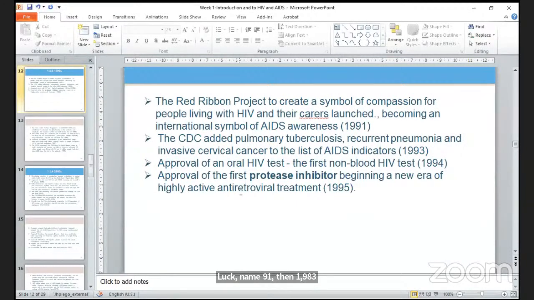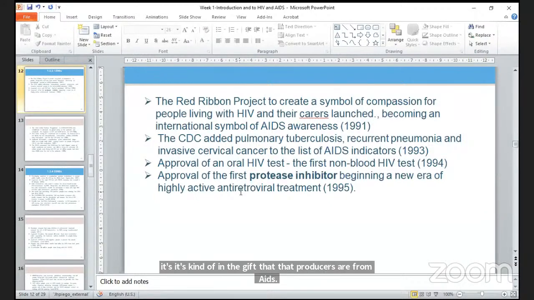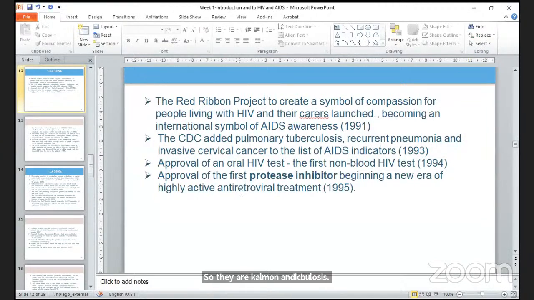Then 1993 is the addition of pulmonary tuberculosis, recurrent pneumonia, and invasive cervical cancer to the list of AIDS indicators by the CDC. That is to say, in that year, the CDC added to the list of indicators of probable presence of HIV/AIDS. If somebody shows these indications, then it kind of indicates that that person could also be suffering from AIDS. So we have pulmonary tuberculosis, TB, recurrent pneumonia, invasive cervical cancer.